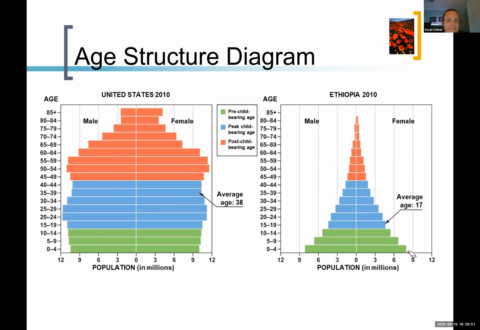What about the US? Is it wider at the base? Is it wider in the middle? We're kind of steady, right? So population growth is happening, but it's small. What's the deal with this? Why is there such a big hump here? What's that about?